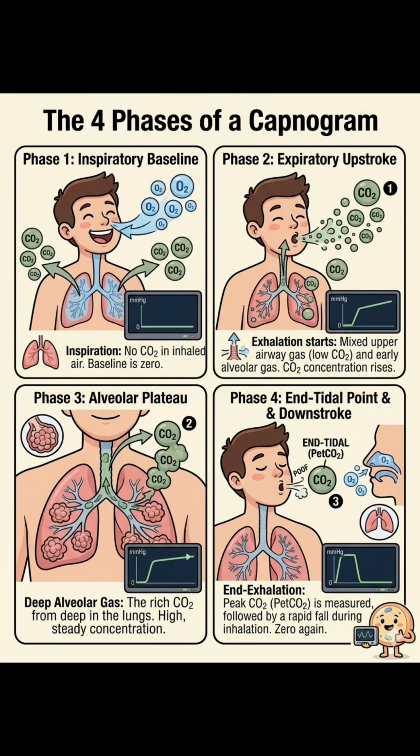Phase 2 is the expiratory upstroke. As alveolar gas begins mixing with dead space gas, carbon dioxide rapidly rises. You can think of this as kind of opening the door between fresh air and used air. Phase 3 is called the alveolar plateau. Now we're mostly exhaling alveolar gas. This portion should be relatively flat. The highest point at the end of this plateau is your end-tidal CO2 measurement.